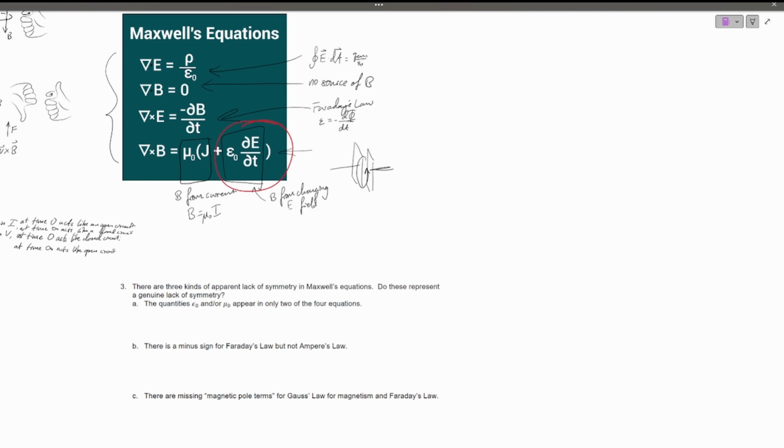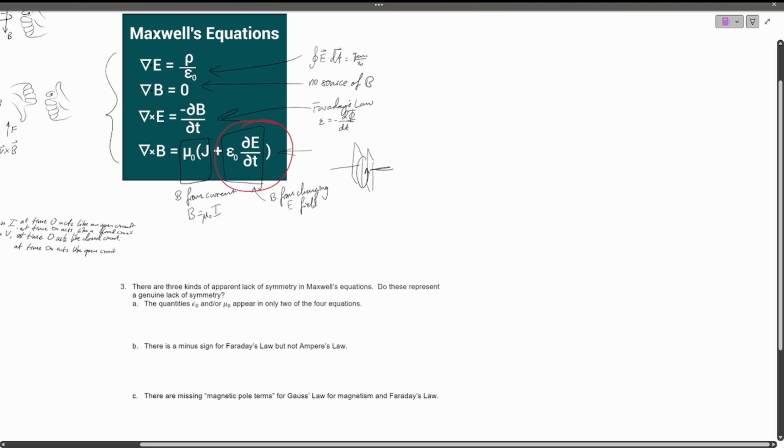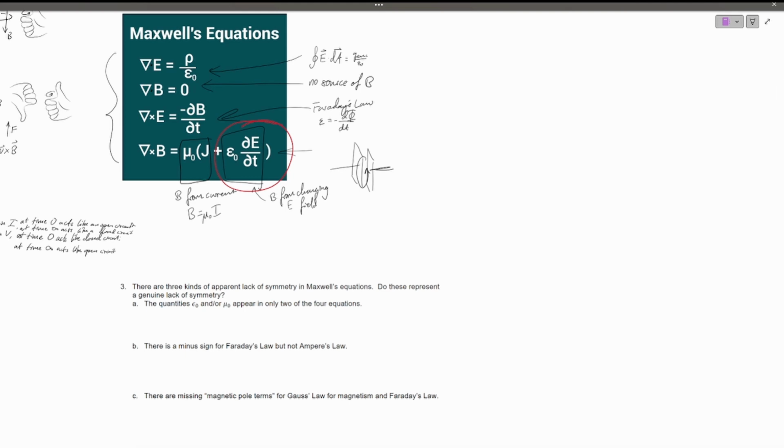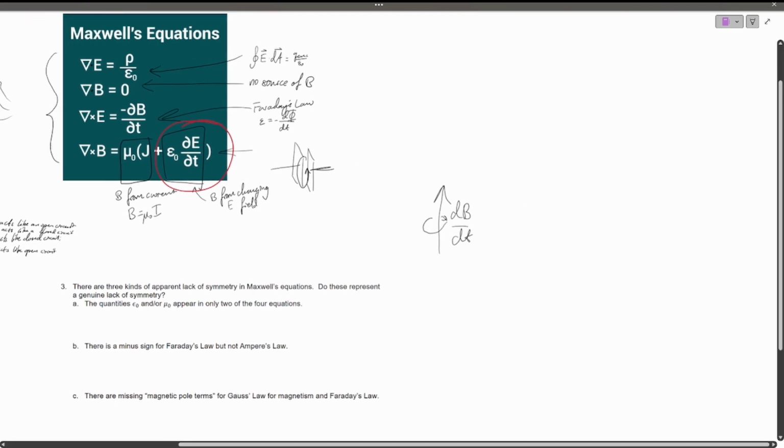Then what next? There's a minus sign for Faraday's law, but not for Ampere's law. Ampere's law is the last one. So minus sign for Faraday's law. That is saying if you have dB dt like so, then you would have an E field like so. That's what it's saying.